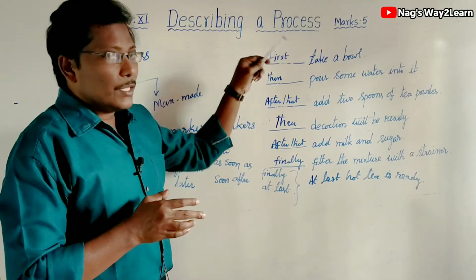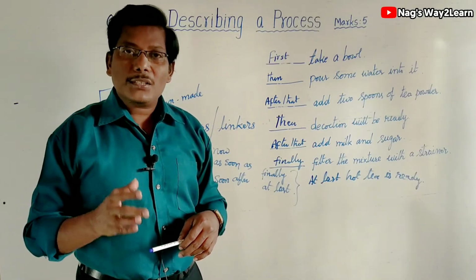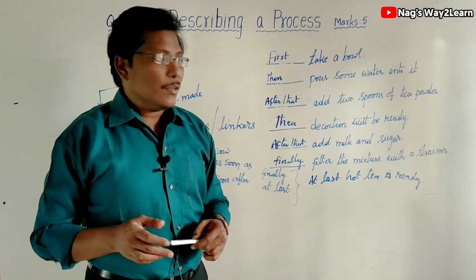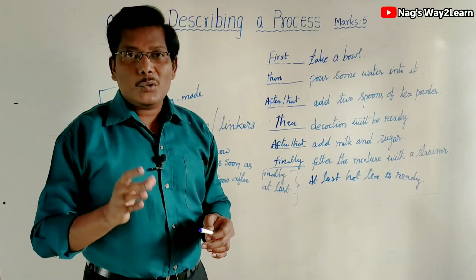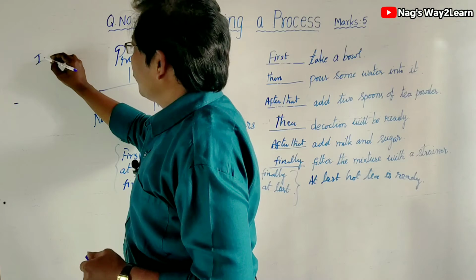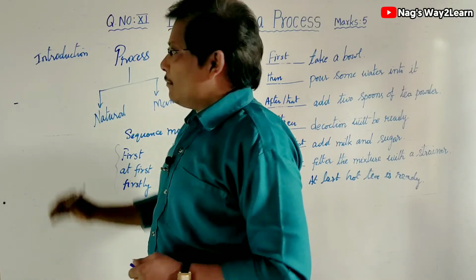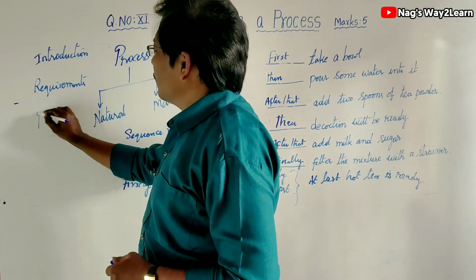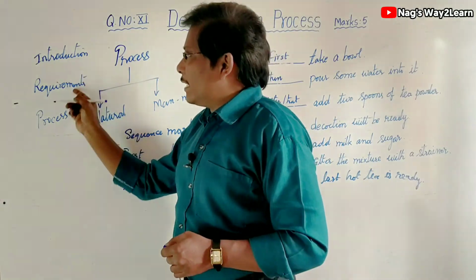This is the way of describing a process. But in our public examination, if this question is asked, describe the process of making tea, if you write like this, the matter is not enough, because there are only 7 lines. So to make the matter look bigger, you can write introduction, requirements and process. You put the side headings like this.